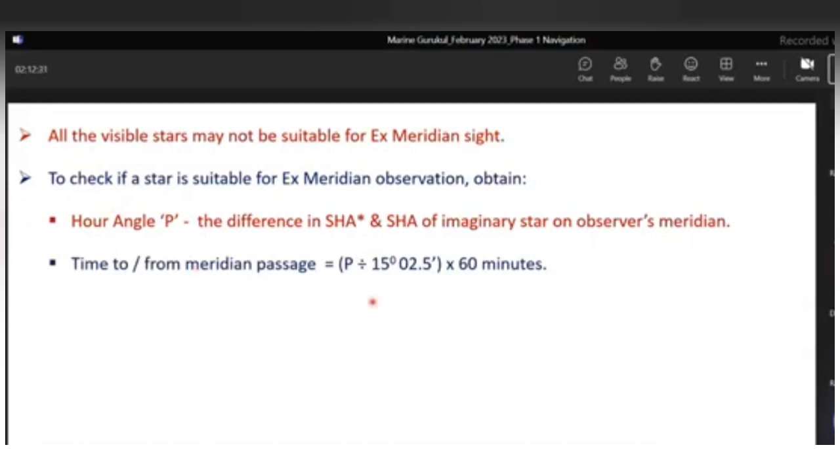And how do we get this time? We get this time by dividing this R angle P by 15 degrees 2.5 minutes. This will come in hours. We multiply by 60 to get this time in minutes. What is this 15 degrees 2.5 minutes? It's the rate of change of R angle for stars and planets. What is this rate for sun? We know the rate of change of R angle for sun is 15 degrees per hour, and it's 15 degrees 2.5 minutes for stars and planets.